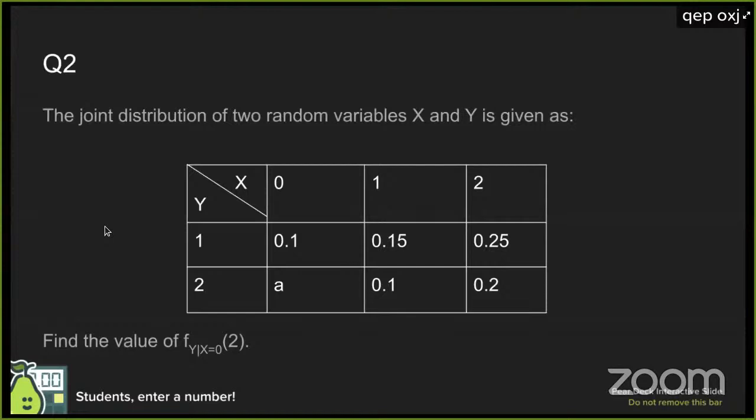This is question 2. Same PMF table. What you have to find is the conditional probability: given that x equals 0, find the probability that y will take the value of 2.